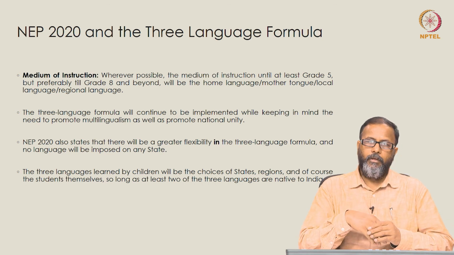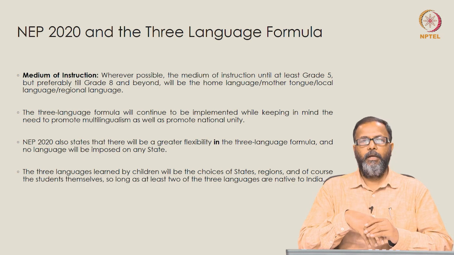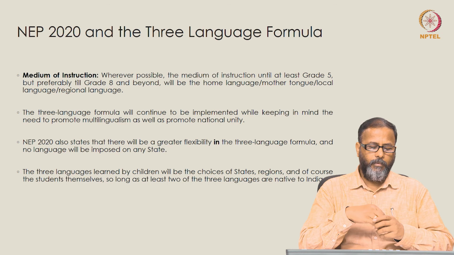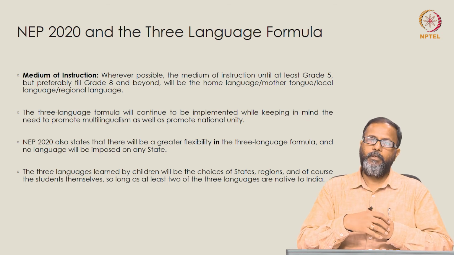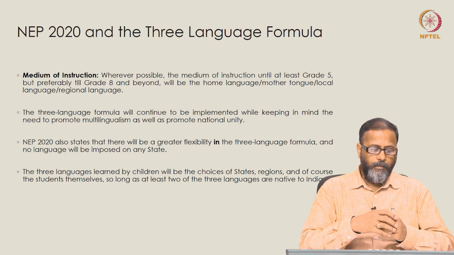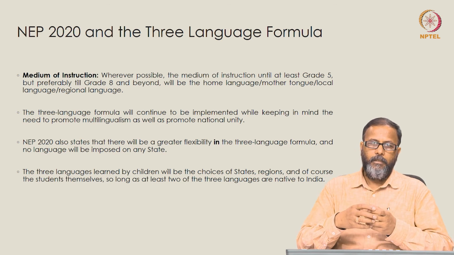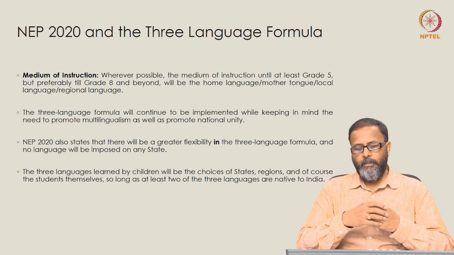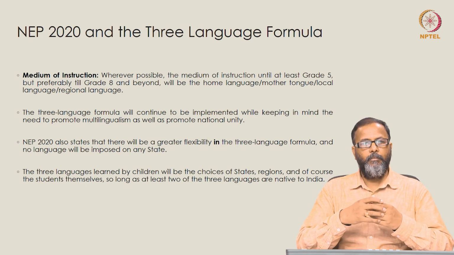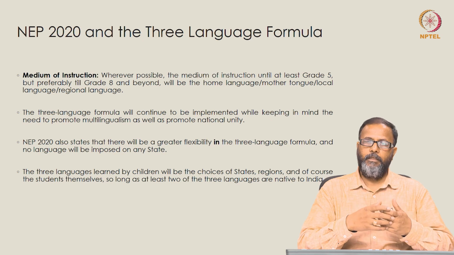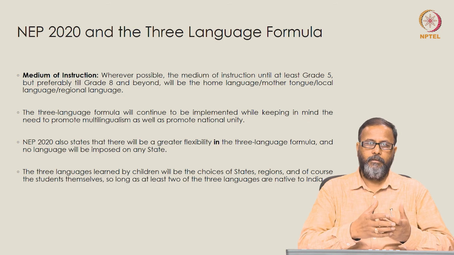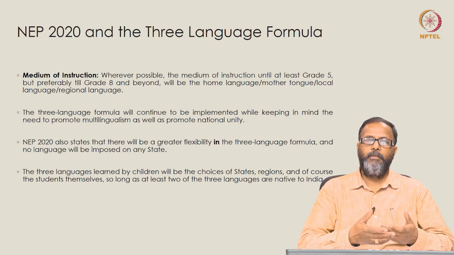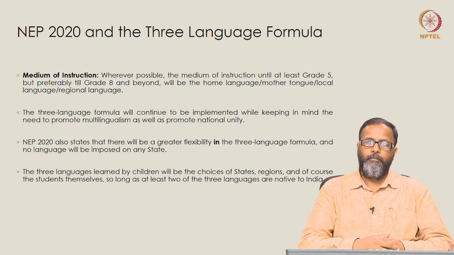The three language formula will continue to be implemented while keeping in mind the need to promote multilingualism as well as promote national unity. NEP 2020 also states that there will be a greater flexibility in the three language formula and no language will be imposed on any state. And you can understand the ideological compulsion for announcing this. Otherwise, in practice, no language has been imposed. And Tamil Nadu, for that matter, one of the states in India, has only two language formula, Tamil and English.